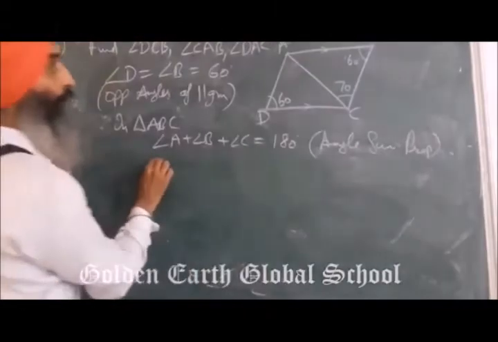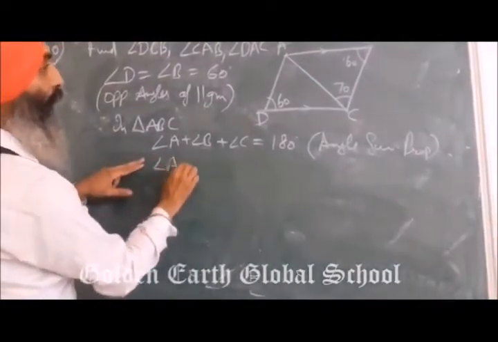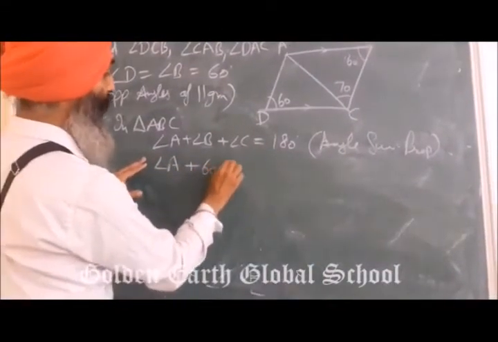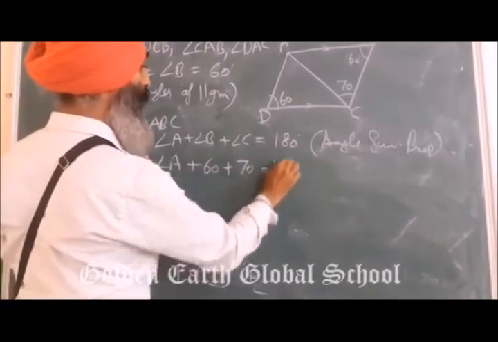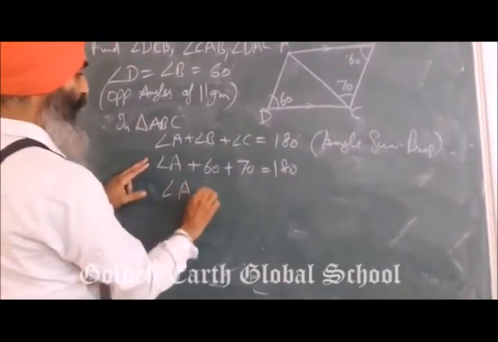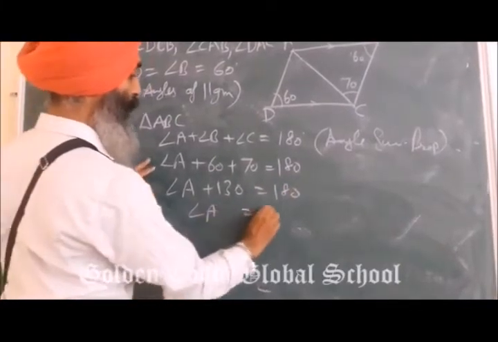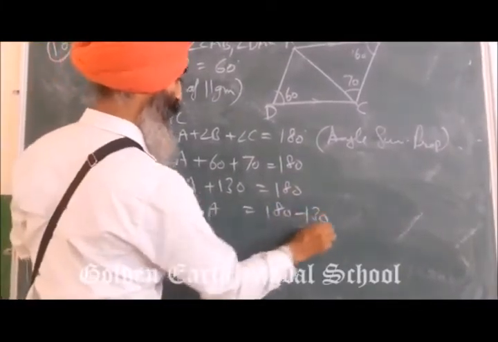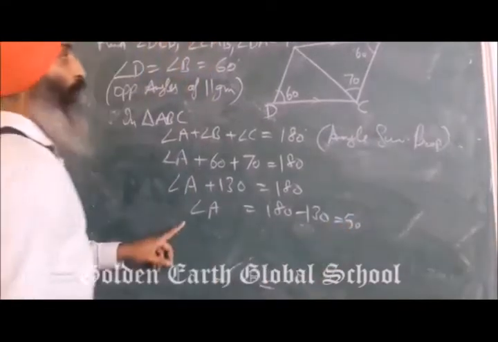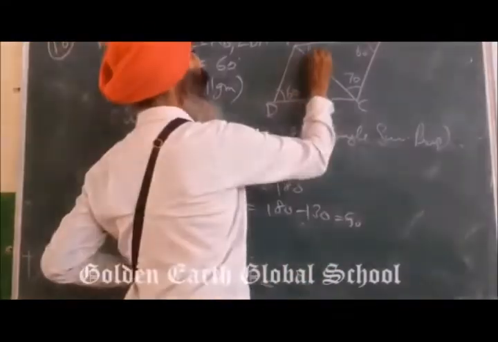Angle A you don't know. Angle B is given as 60, angle C is 70. You can find angle A by subtracting from 180, that is 50 degrees. So angle A is 50 degrees now.